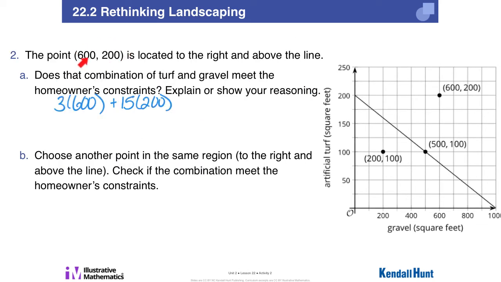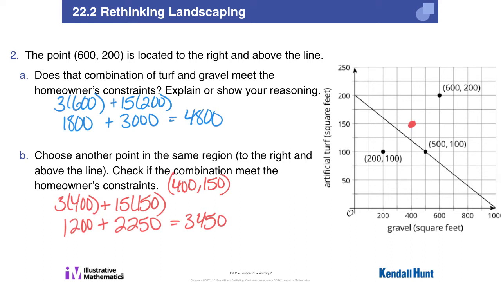The point 600, 200 means 600 square feet of gravel at $3 per square foot and 200 square feet of turf at $15 per square foot. If I simplify this, that would be $1,800 worth of gravel and $3,000 worth of turf, which is $4,800. No, that does not meet her constraint. Her constraint was her budget of $3,000. This is well over that.